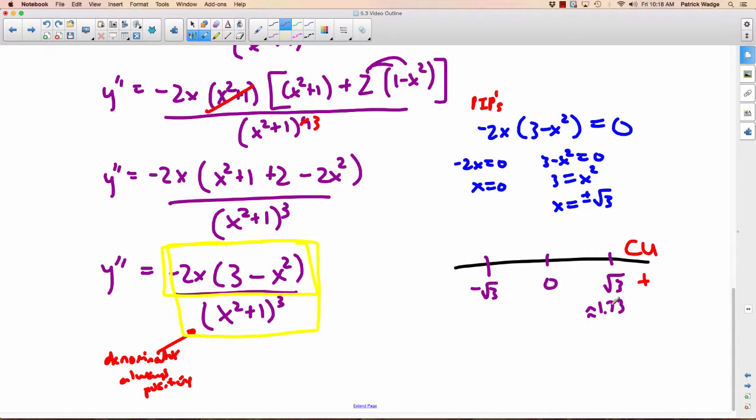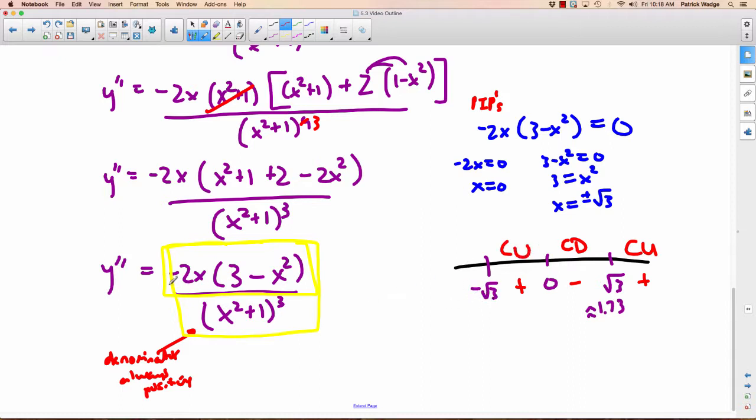Okay, something between 0 and 1.73. How about 1? Negative 2 times 1 is negative 2, so it's negative. 1 squared is 1. 3 minus 1 is 2. It's positive. Negative and positive is negative. It's concave down. Okay, between 0 and negative 1.73. How about negative 1? Negative 2 times negative 1 is positive. Negative 1 squared is positive 1. 3 minus 1 is 2, which is positive and positive. So, concave up.